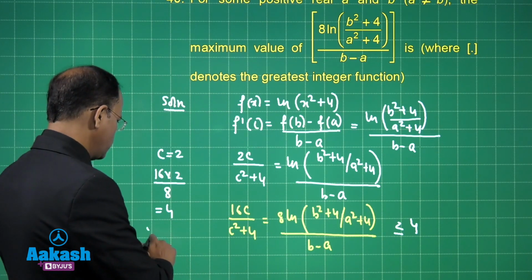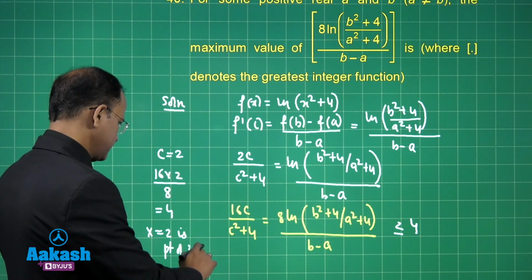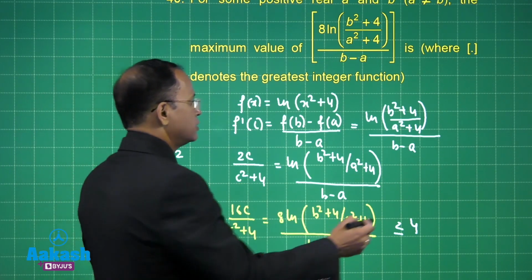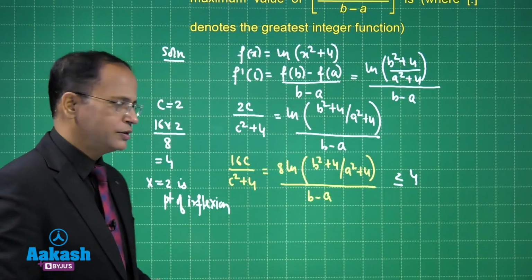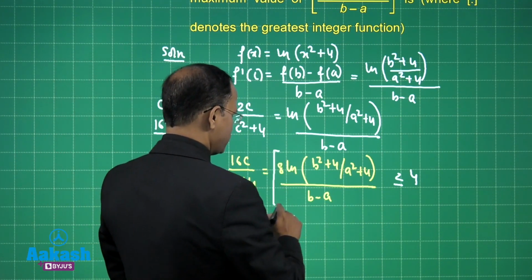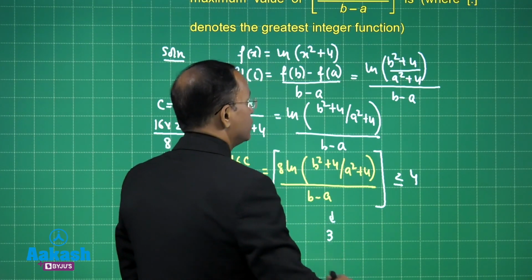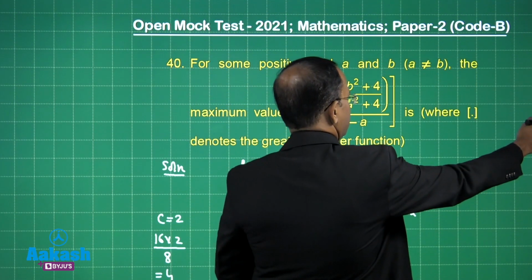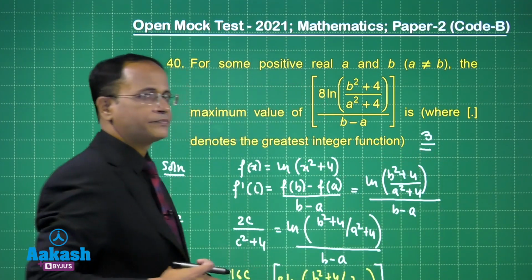But x equal to 2 is the point of inflection in this case, right? This is the point of inflection, so we can't take that. So we are having a value which is less than 4. If it is less than 4, what will be the greatest integer function then? The value is going to be 3 in this case. So we have the answer to be 3, friends.